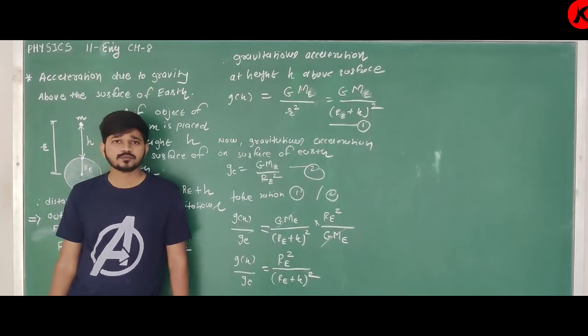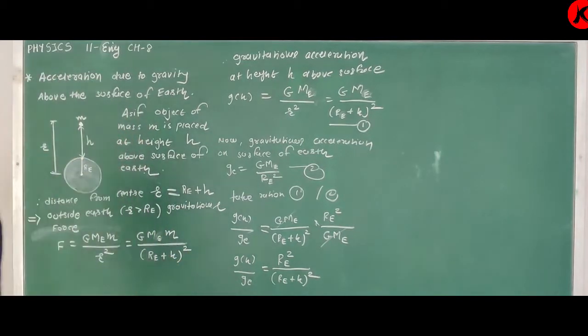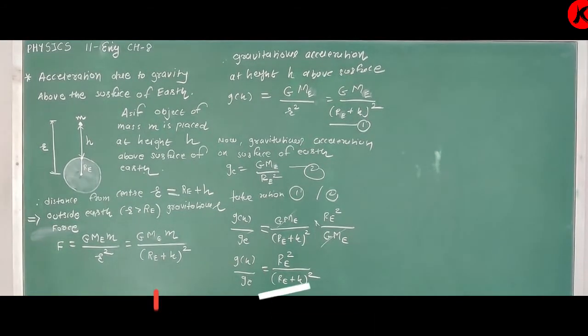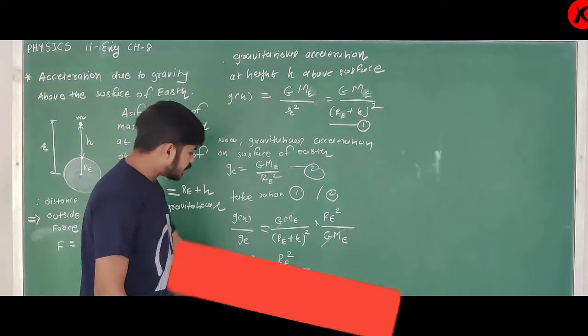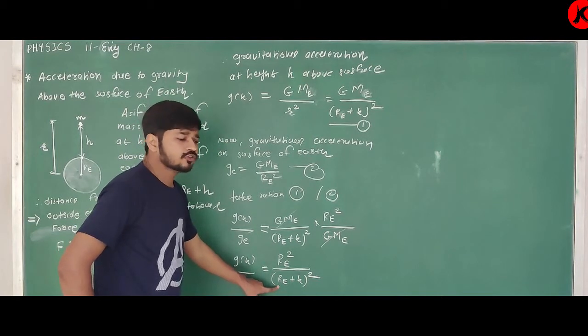Any doubt? Simple mathematical steps. Now what is the next step? The next step that you have to remember: in this denominator, you have to take RE as common.